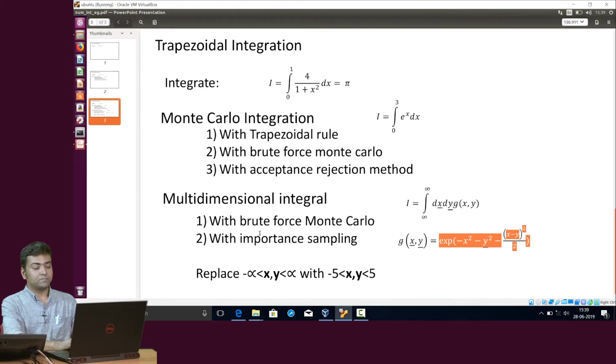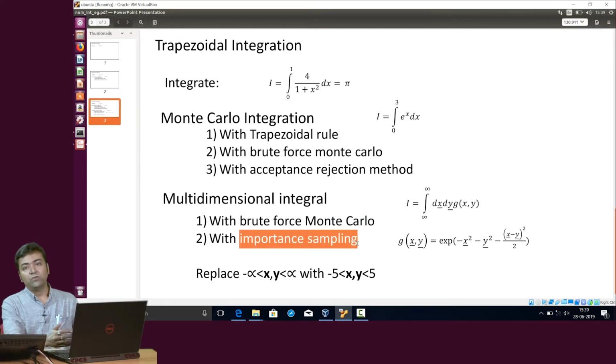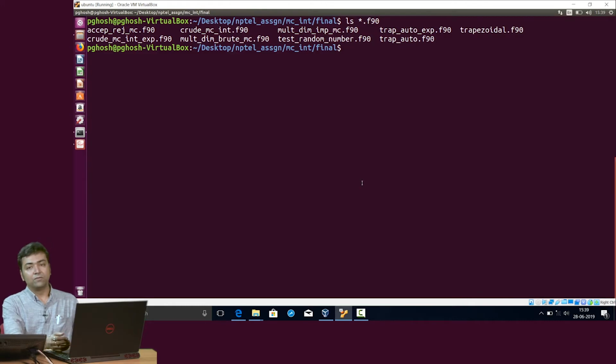One is the brute force one, which is the simple Monte Carlo technique, and then we will use what is called importance sampling, which is an improved and more efficient way of evaluating these integrals using the Monte Carlo method. So, let us first look into the brute force way.